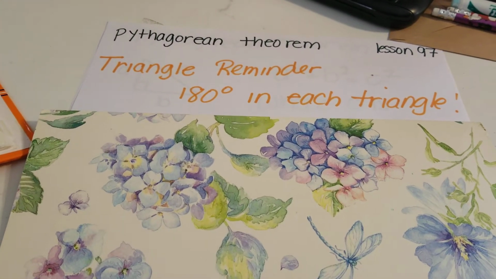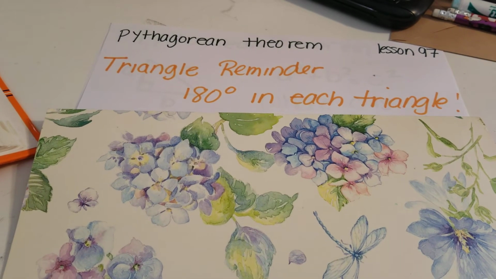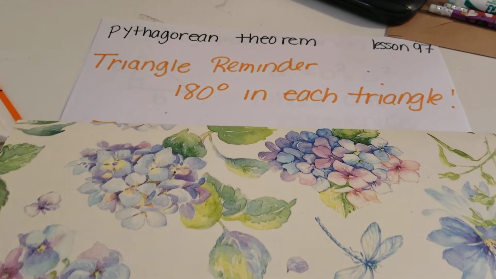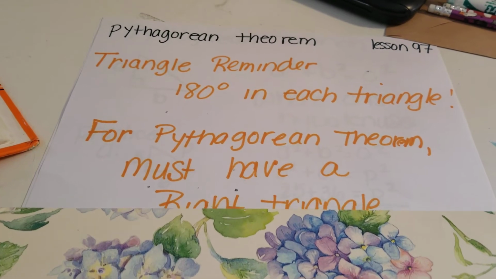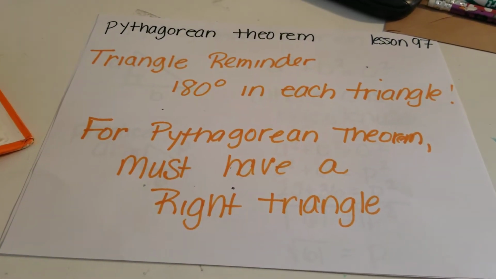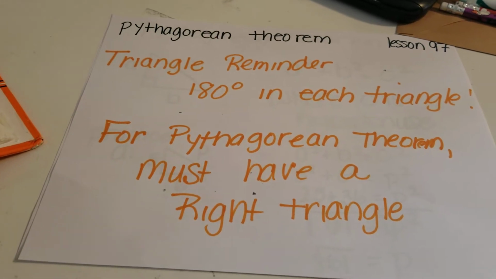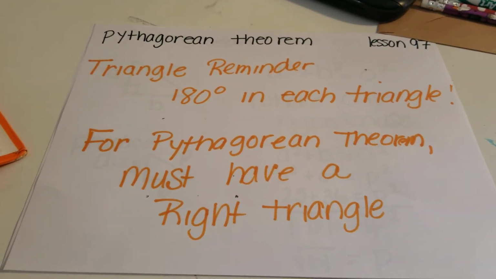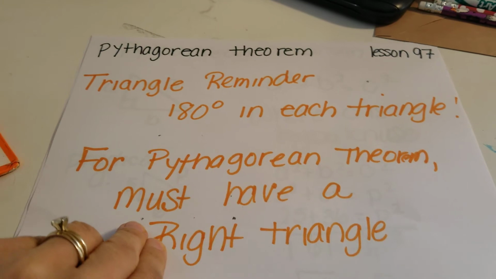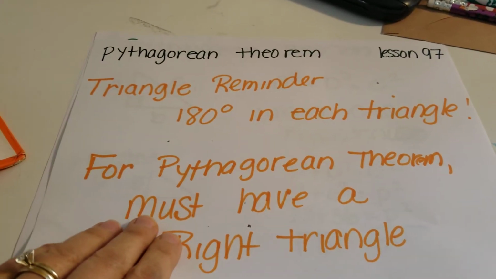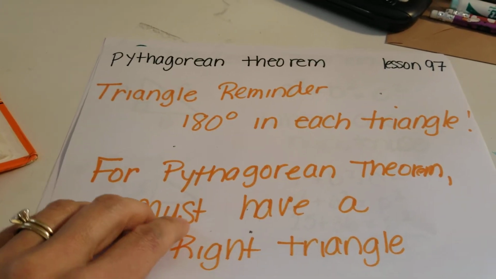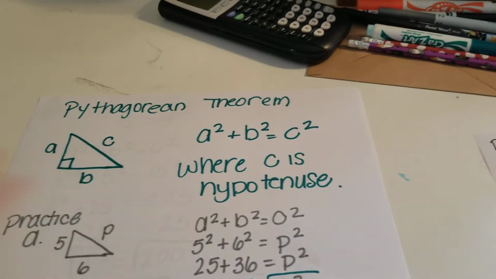Remember that there are 180 degrees in each triangle. You all were pretty good with that when we went over that earlier this year. For the Pythagorean theorem, we must have a right triangle, which means that there is that 90-degree angle in one of the angles of that triangle. So that's an important precursor before being able to use the Pythagorean theorem.